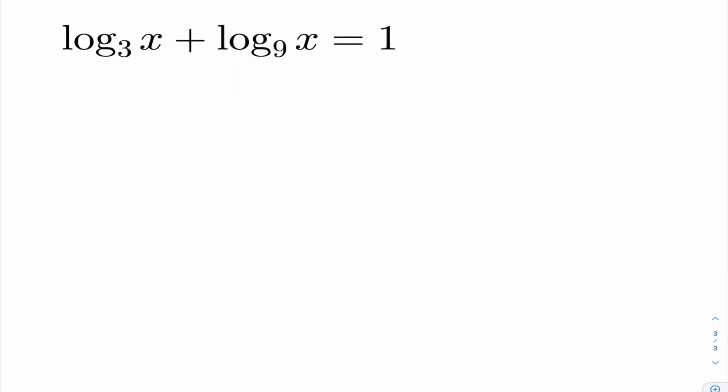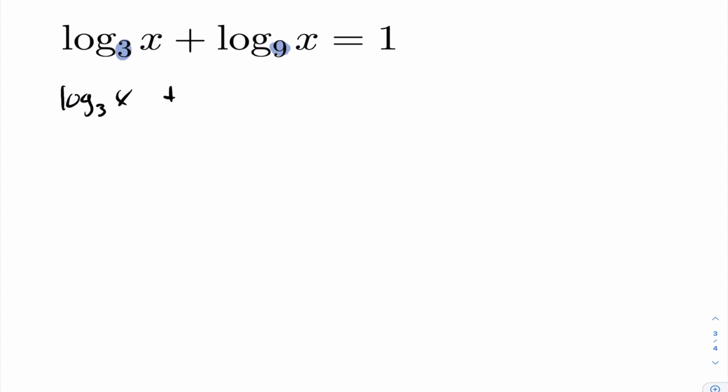In our final example, we want to solve a logarithmic equation. Notice in this situation, the bases are different. We have a base of 3 and we have a base of 9. So I want to get a common base so that I can apply my logarithm properties. To do so, we need to get everything in terms of a base of 3. So I'm going to keep this as log base 3 of x.